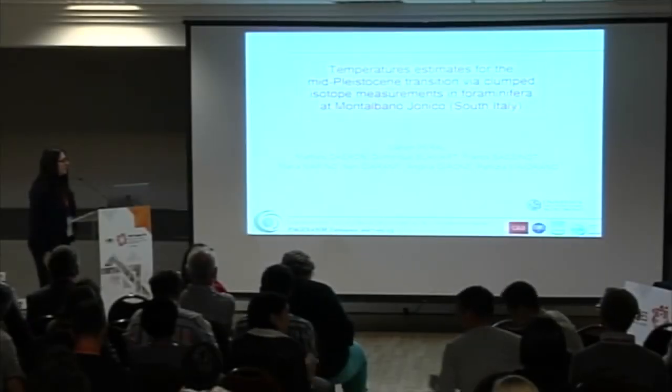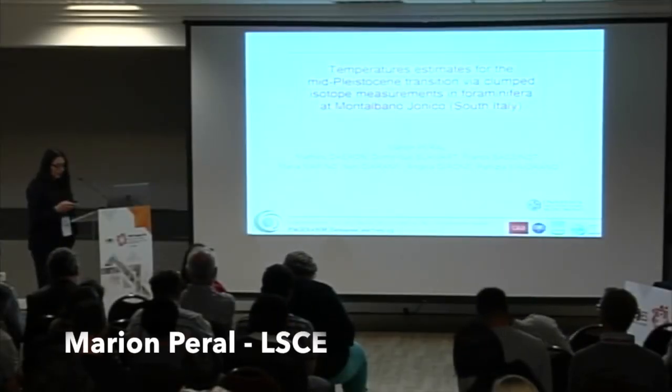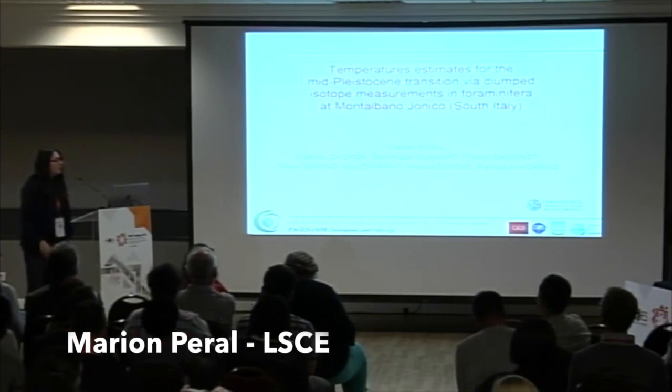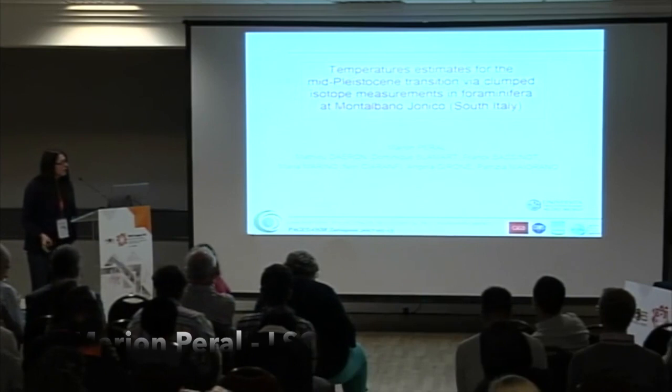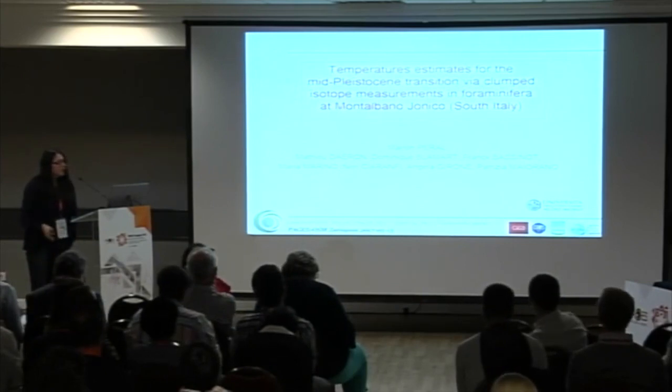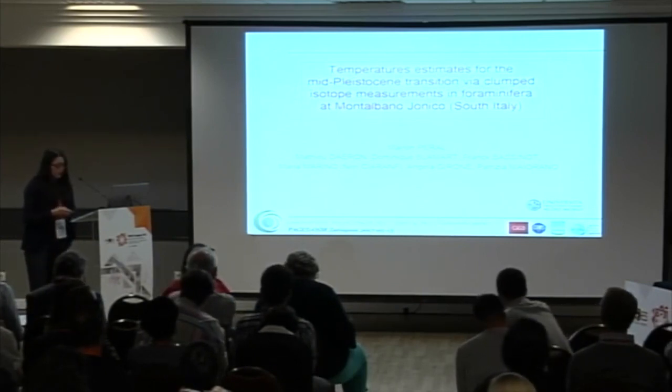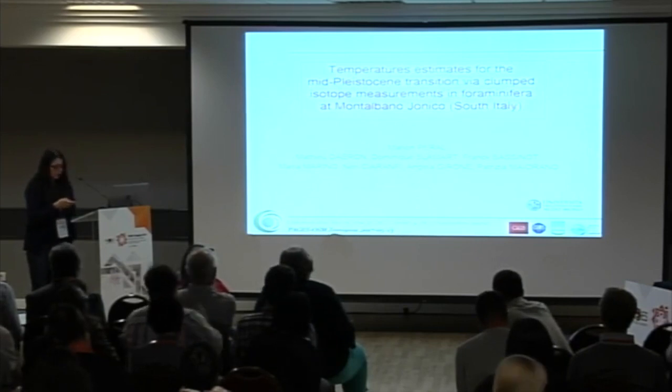Thank you for the opportunity to present my first result. I talk about the temperature estimate from a relatively new method called clumped isotope. I apply this method to foraminifera at the Montalbano Ionico section, which records the mid-Pleistocene transition.